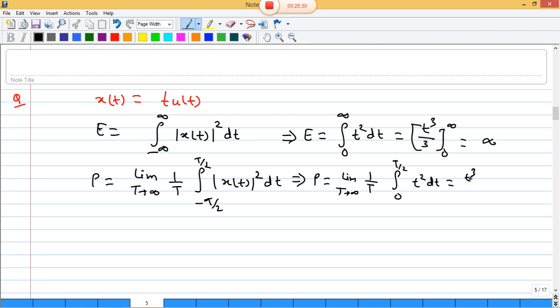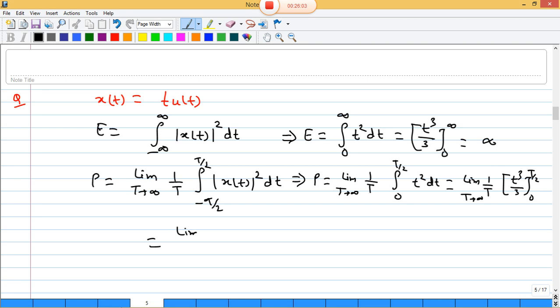So it's t cubed by 3, from 0 to t by 2. Now here, limit t tends to infinity, 1 by t times t cubed by 3, from 0 to t by 2. Now just solve this.